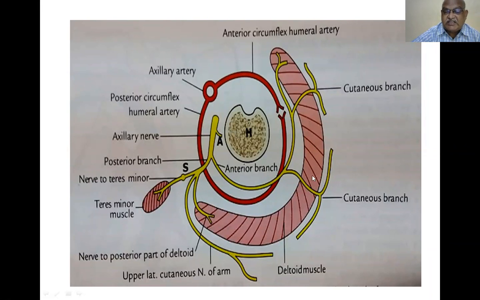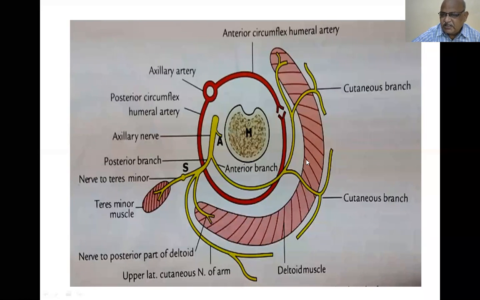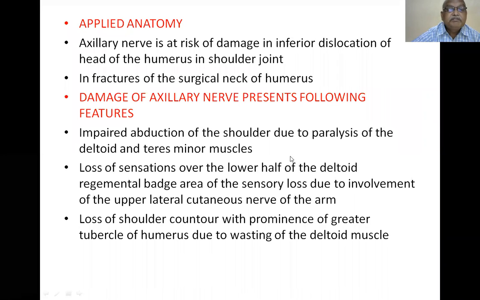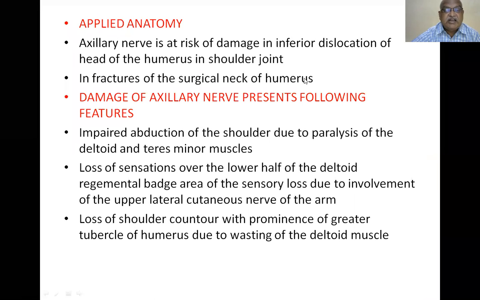Deltoid is a powerful extensor of the shoulder joint. It is the principal extensor of the shoulder joint. It is the principal abductor; abduction movement of the shoulder joint is produced by the deltoid. So abduction is lost, extension is lost. Damage occurs in inferior dislocation of the head of the humerus at the shoulder joint, and in fractures of the surgical neck of humerus. There is impaired abduction of the shoulder due to paralysis of the deltoid and teres minor muscle.